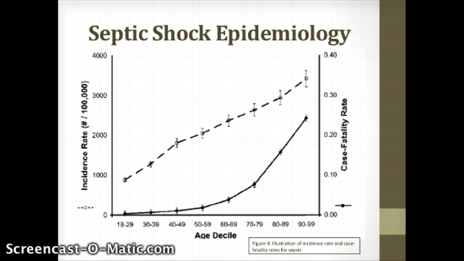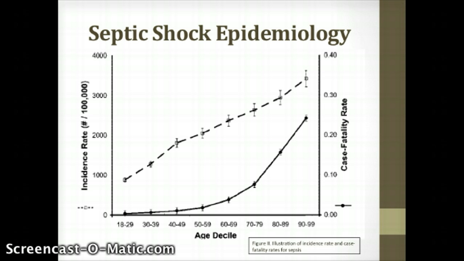The annual incidence of sepsis is increasing by 8%, and as mentioned, is greatest in older adults. As you can see by this chart, as one's age increases, so do the incidence and fatality rates of septic shock. Even though septic shock can affect anyone, the young, old, pregnant, and immunocompromised are at higher risk.